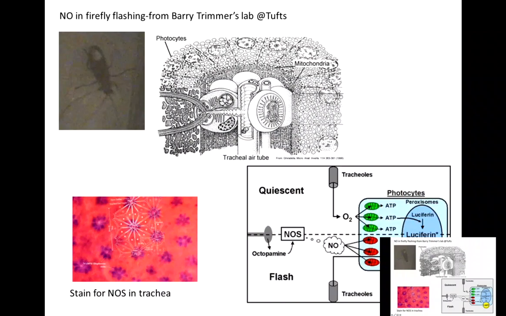Normally, when they are not flashing, the oxygen doesn't make it much past the mitochondria, it is used up by the mitochondria, and there's not enough oxygen available for this reaction, and so they're dark. So when you see a flash like that, each flash is associated with a puff of nitric oxide, temporarily knocking out those mitochondria and making the oxygen available to the luciferase.